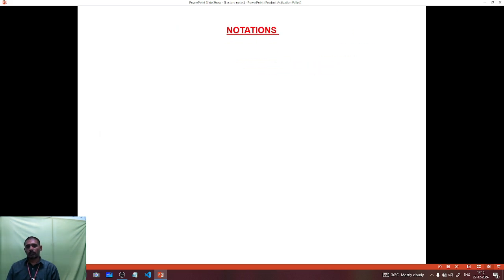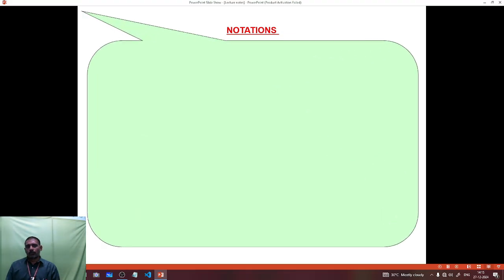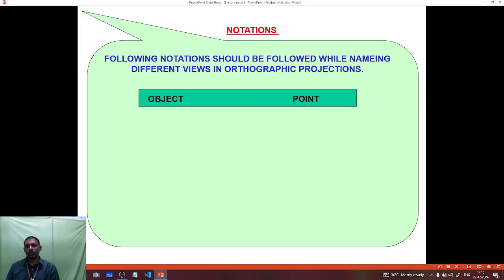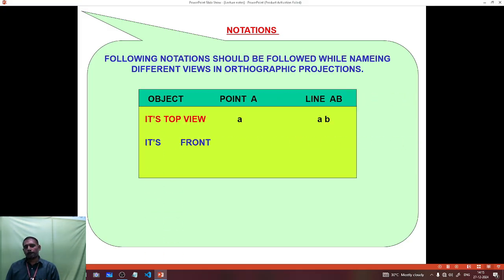So next, going to the notations which are followed in the projection of points. The following notations will be followed while naming different views in the orthographic projections. Before going to see the projection of points, two views are very important. The first one is the top view and the second one is the front view.